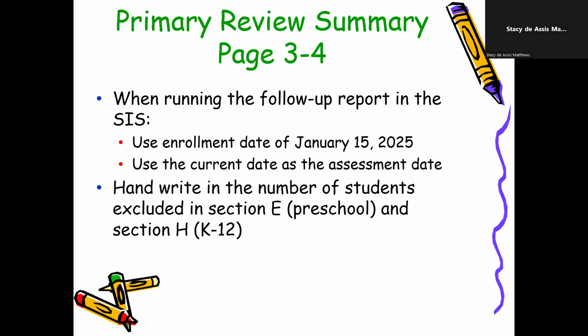And there's one piece of the report you're going to have to handwrite. The number of students excluded in Section E, so that's if you have preschool, and Section H, that's if you have K through 12. And the reason for that is your student information system doesn't actually know which students had to be excluded or not, and how many there were. So you have to handwrite in those numbers before you turn in your page 3 or page 4 reports.